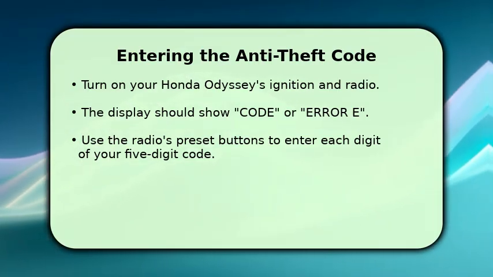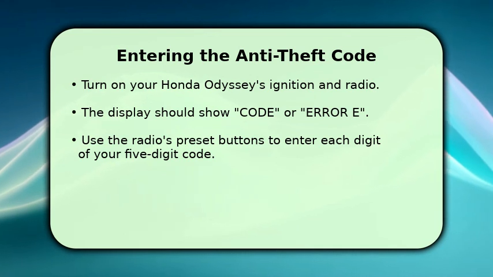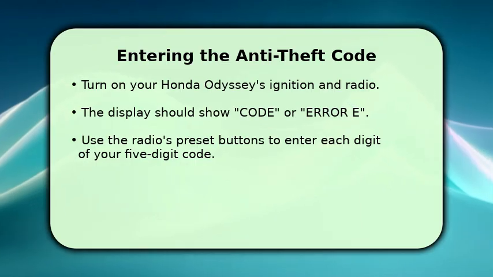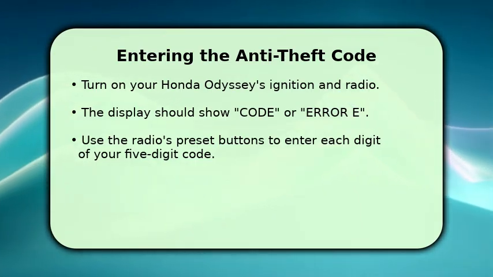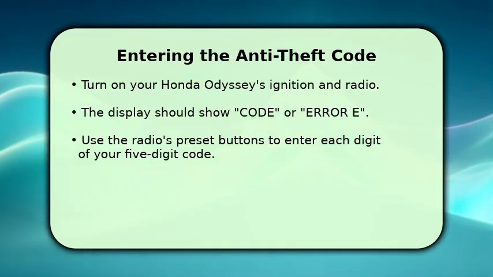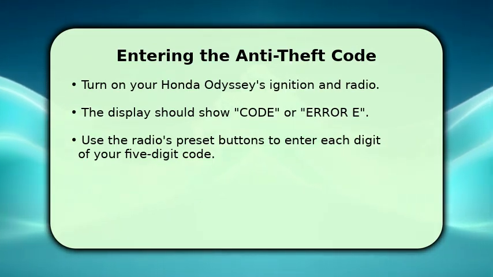Once you have your 5-digit anti-theft code, entering it is simple. Turn on your vehicle's ignition and then the radio. The display should prompt you for the code. Use the radio's preset buttons, numbered 1 through 5, to input each digit. For example, if your code is 24680, you would press preset button 1 twice, preset button 2 4 times, and so on until all 5 digits are entered.